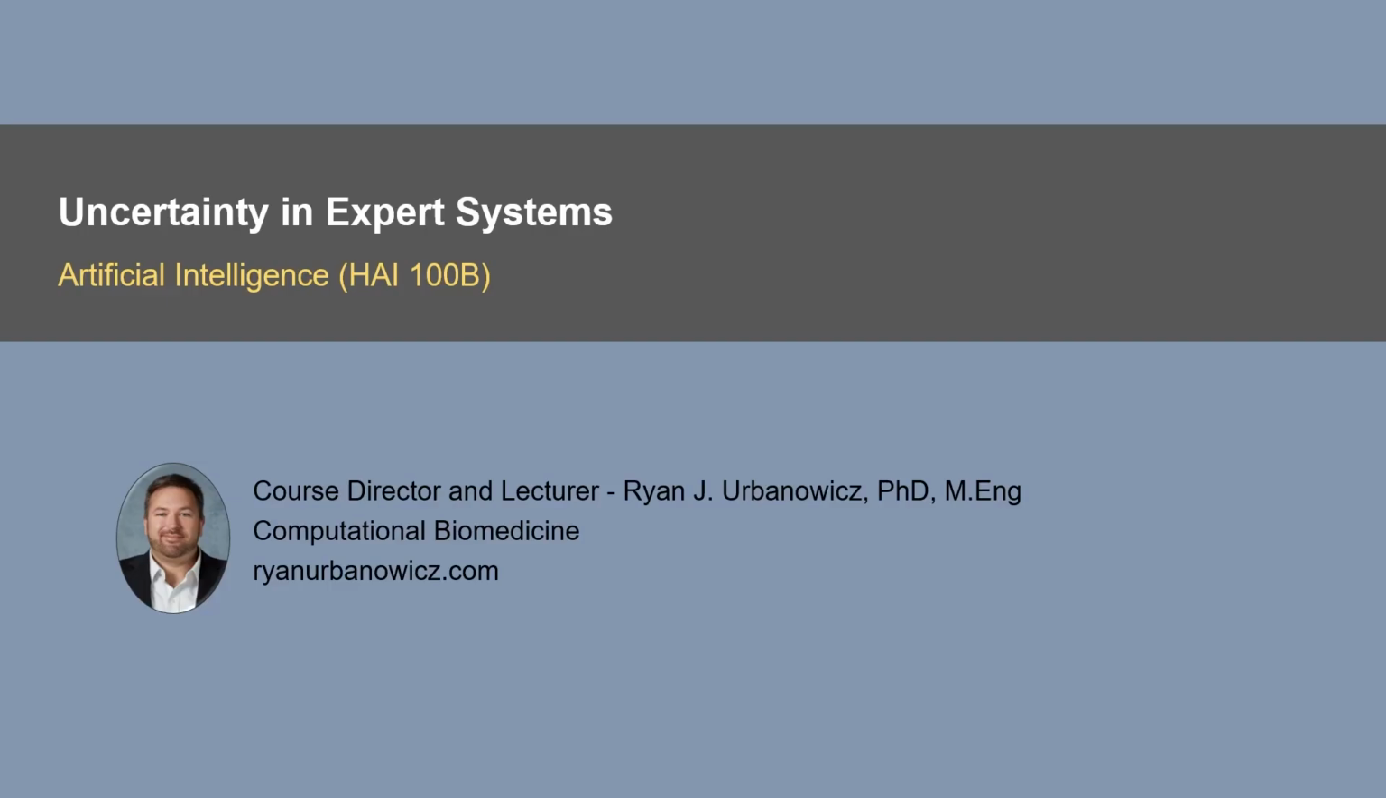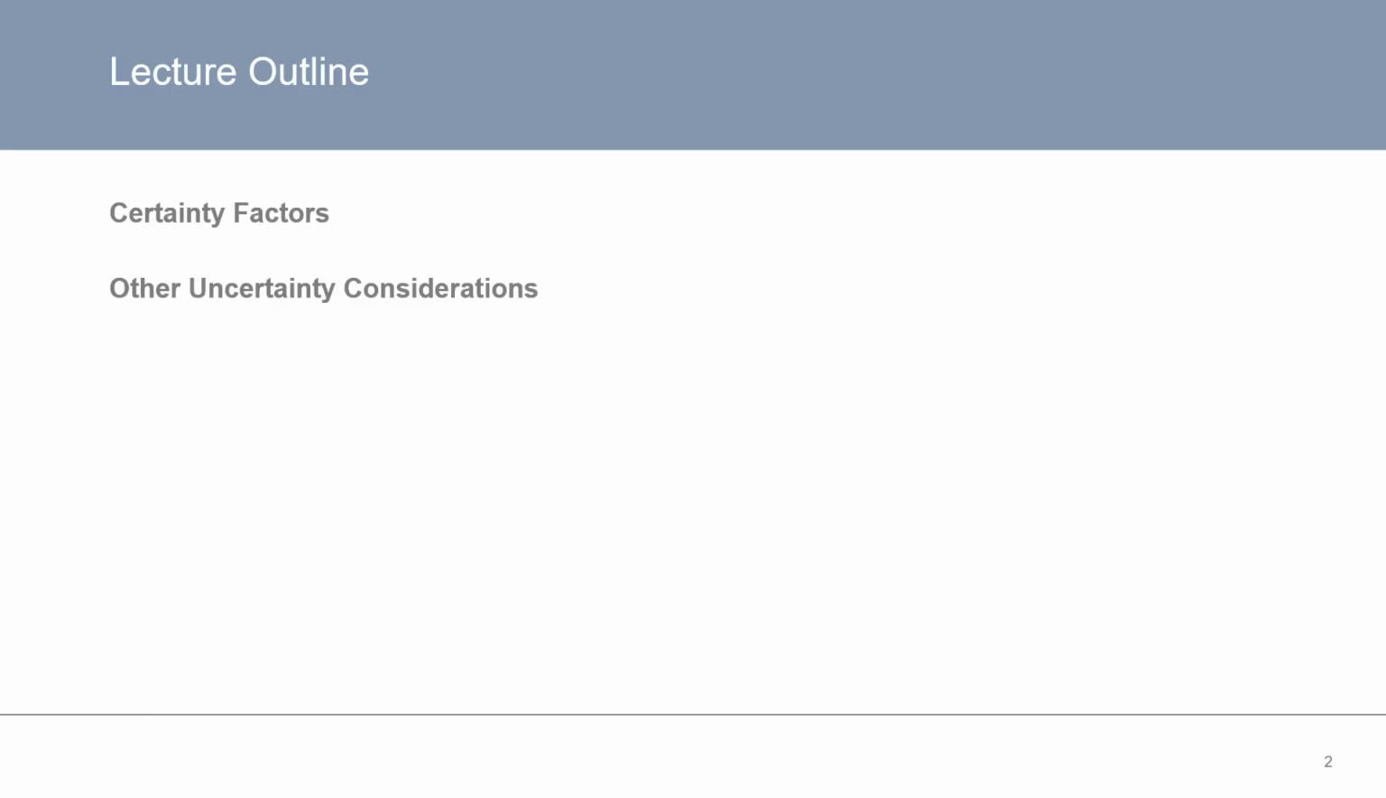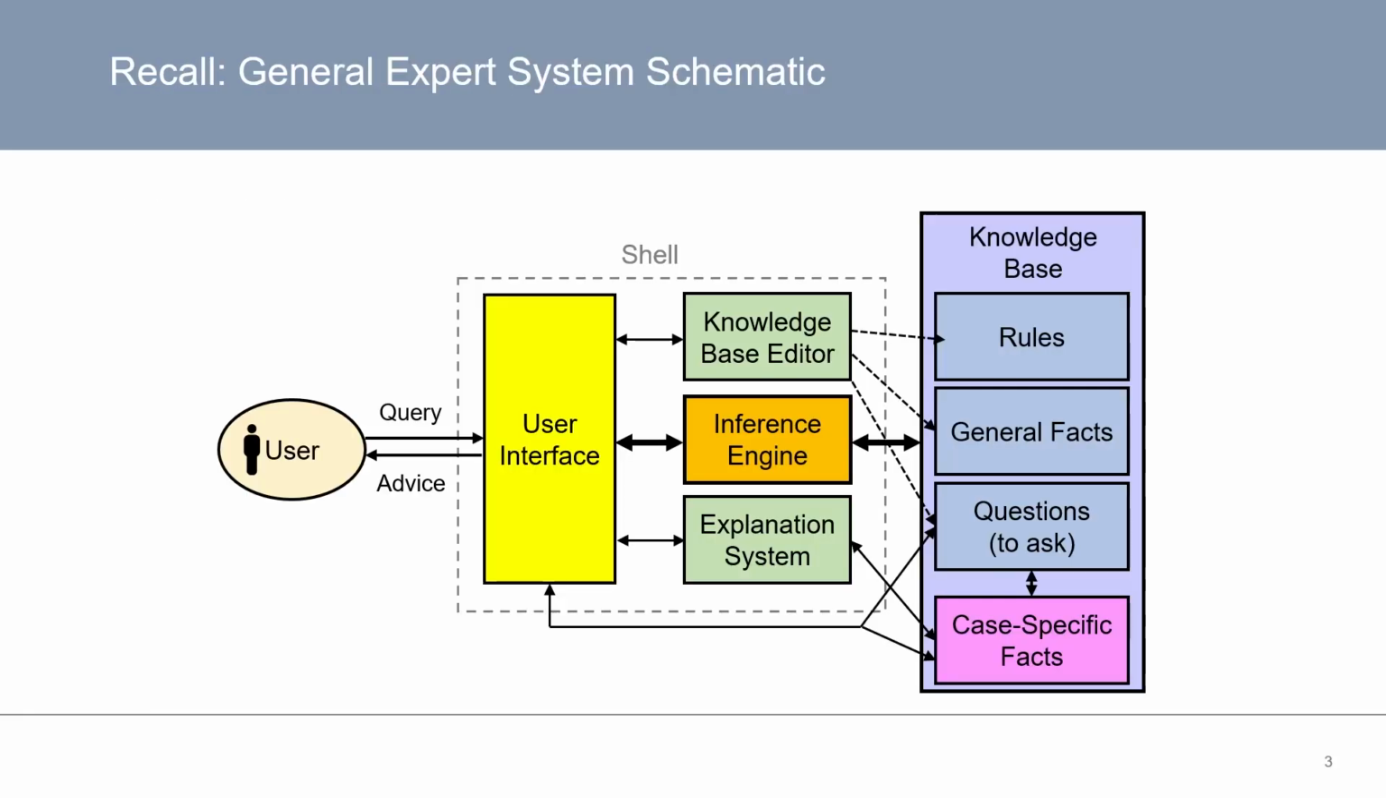Welcome to this lecture on uncertainty in expert systems. During this lecture, we'll cover certainty factors, as well as provide a brief overview of other expert system uncertainty considerations. Recall that we'd previously introduced expert system frameworks, and thus far we have primarily discussed them in the context of being systems used for deductive reasoning, or for deriving certain conclusions with no ambiguity.